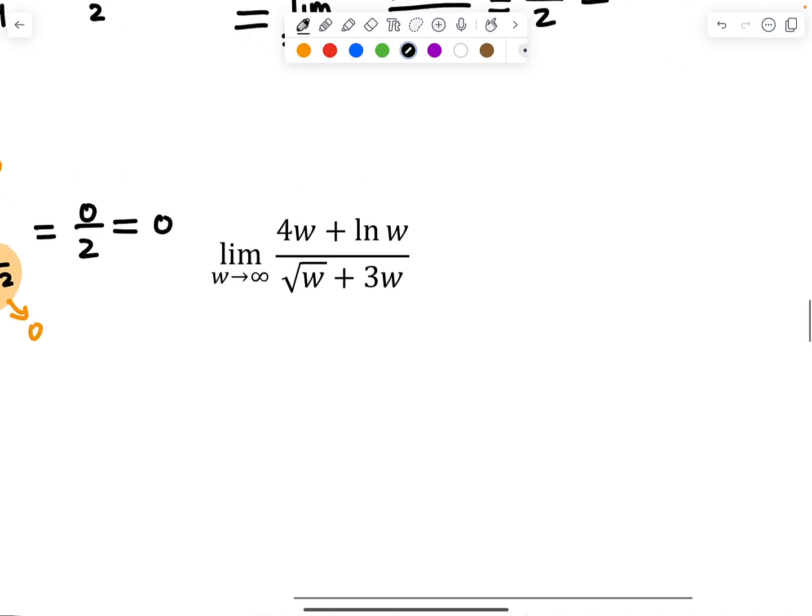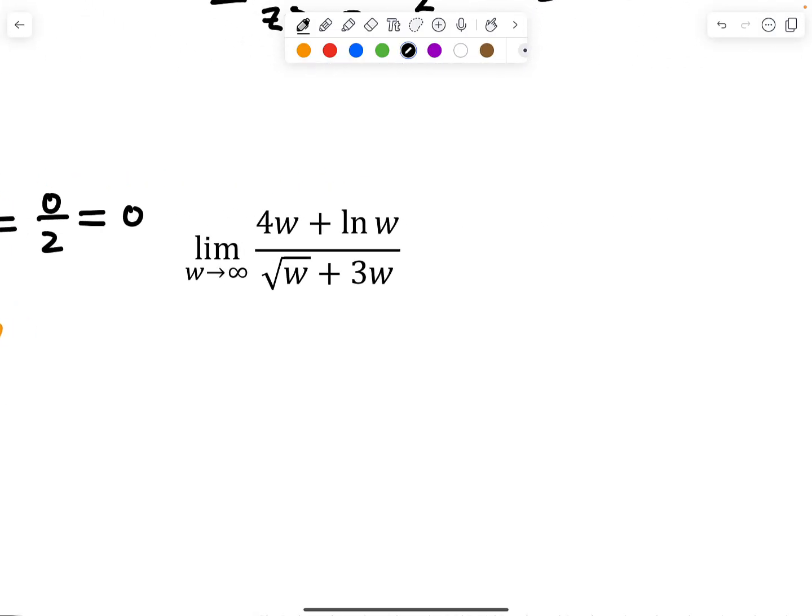And our fourth example, this is not technically a rational function. These 3 power functions will dominate this natural log. Of the 3 power functions, the highest powers, there's a tie, w to the 1, as opposed to w to the 1/2. So your dominant expressions here are these w expressions.